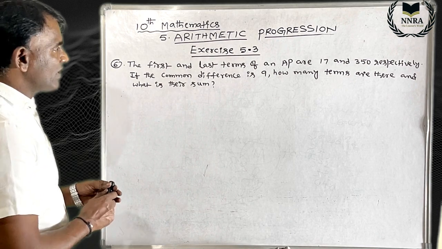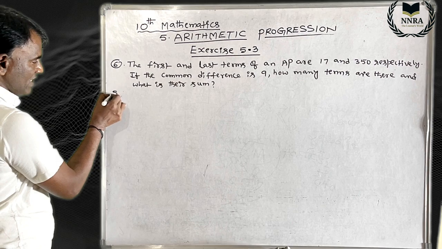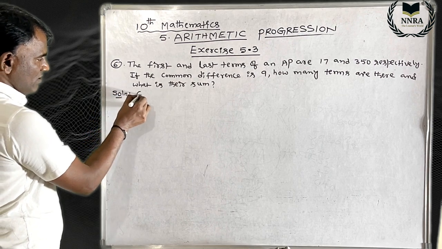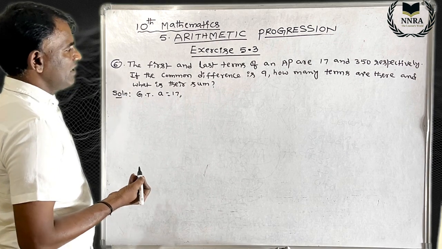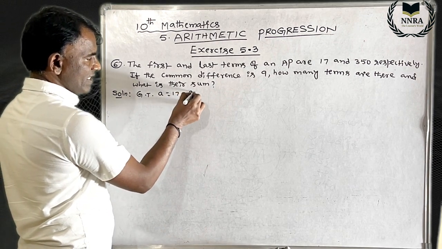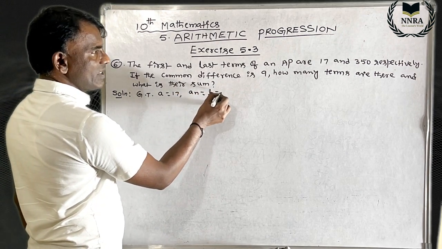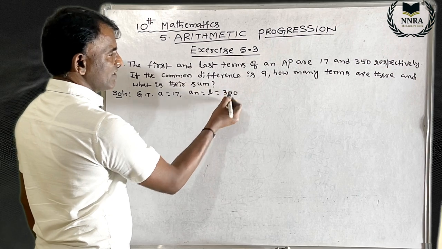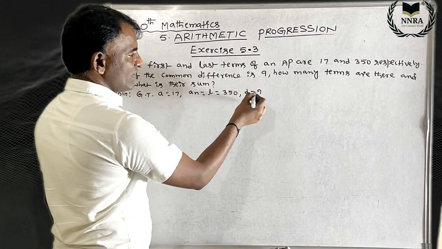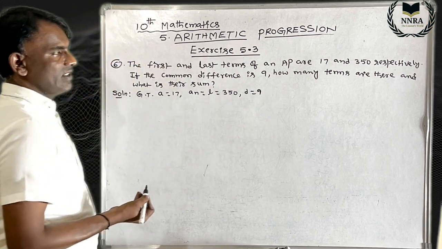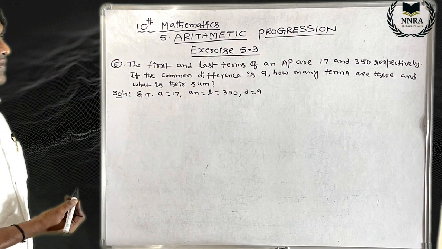Okay. So first we write the given data. What is the given data? A is given, right? 17. And the last term, what is that? Either an or l. How much it is? That is 350. And the common difference, that is d equal to 9. Got it?